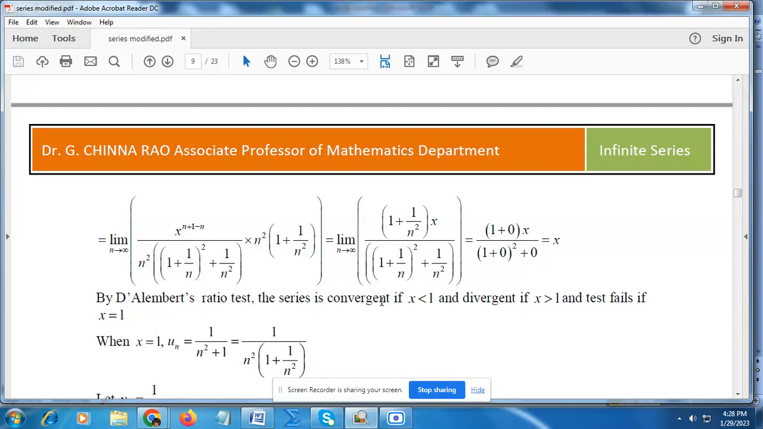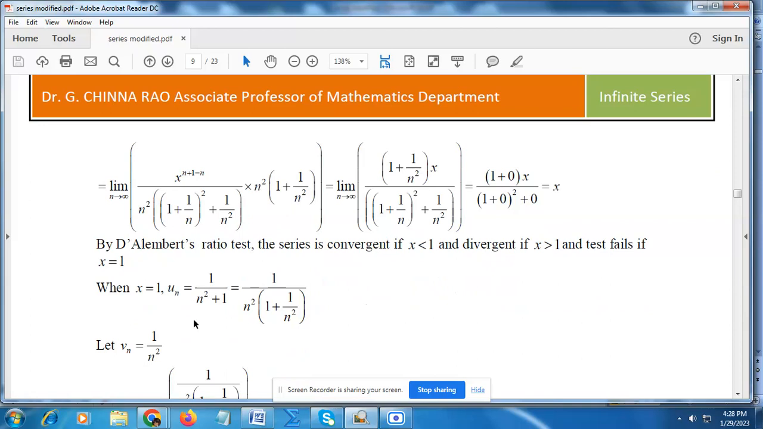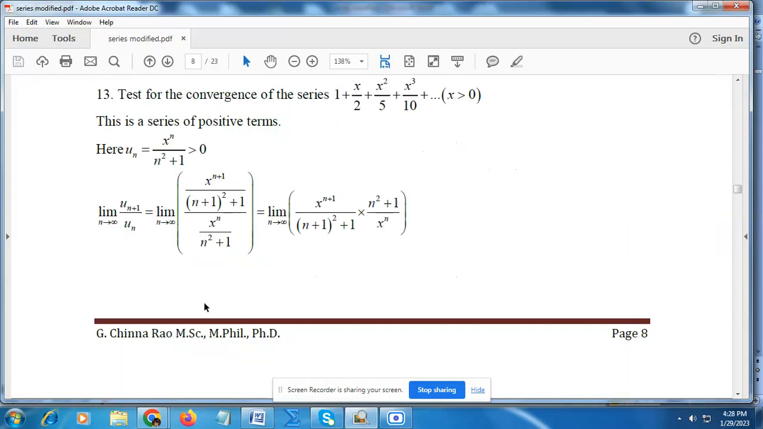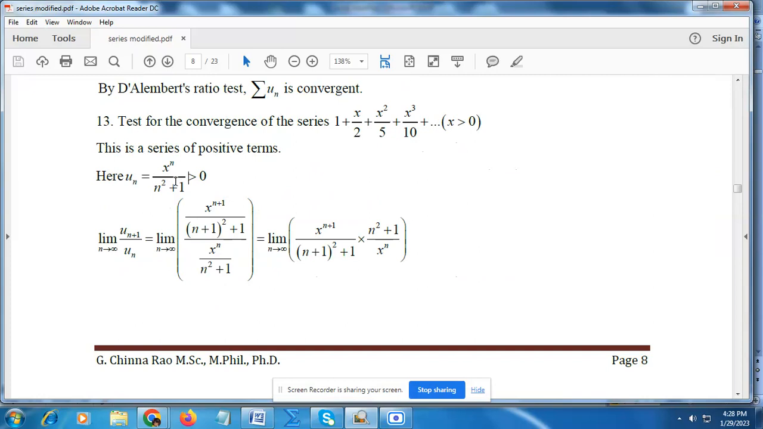By D'Alembert's ratio test, if the limit un plus 1 by un value is less than 1, convergent; greater than 1, divergent; and if it is equal to 1, the test fails. So you write like this: by D'Alembert's ratio test, the series is convergent if x is less than 1 and divergent if x is greater than 1, and the test fails if x is equal to 1. Okay. Now check at x equal to 1. When x is 1, un, simply you put x as 1 here. Un is equal to 1 power n, that is 1 by n square plus 1.